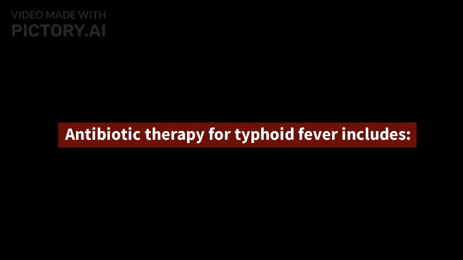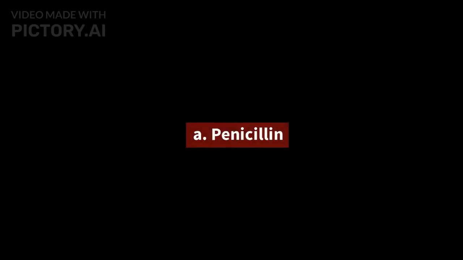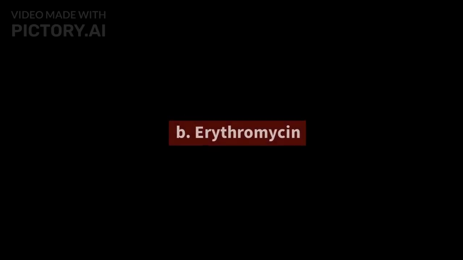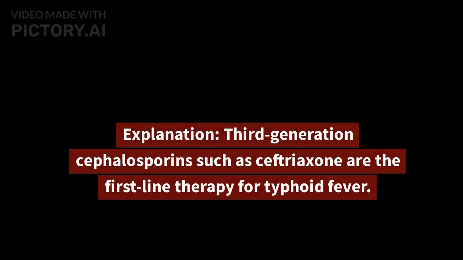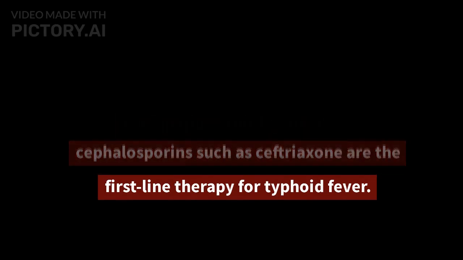12. Antibiotic therapy for typhoid fever includes A. Penicillin, B. Erythromycin, C. Ceftriaxone, D. All of the above. Answer: C. Explanation: third-generation cephalosporins such as ceftriaxone are the first-line therapy for typhoid fever.